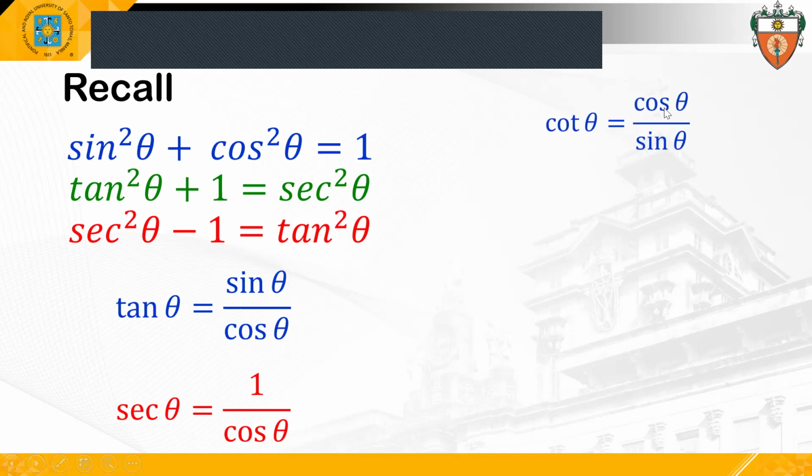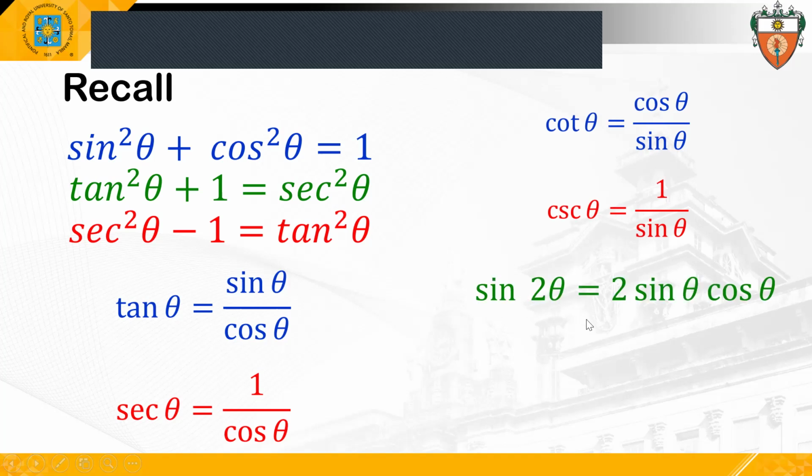We also know that cotangent theta can be expressed as cosine theta over sine theta, and cosecant theta is the reciprocal of sine theta. That's why we have this relationship. Also, we have this double angle identity: sine 2 theta is equal to 2 sine theta cosine theta. And of course, if we have tangent theta over secant theta, since tangent theta is equal to this ratio and secant theta is equal to this ratio, if we divide, the cosine theta will cancel out, leaving us with sine theta. So tangent theta over secant theta equals sine theta.